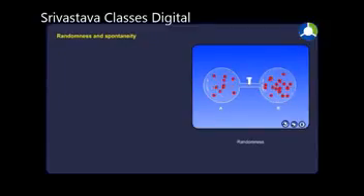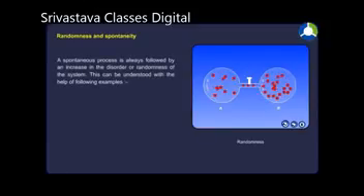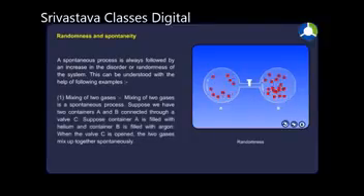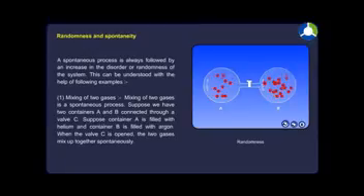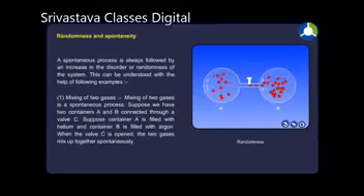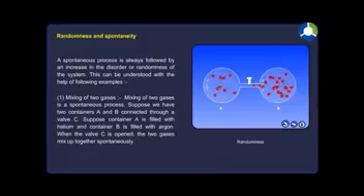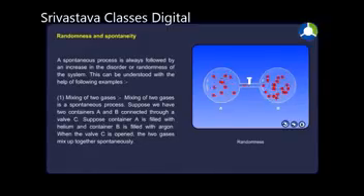Randomness and spontaneity. A spontaneous process is always followed by an increase in the disorder or randomness of the system. This can be understood with the help of the following examples. 1. Mixing of two gases. Mixing of two gases is a spontaneous process. Suppose we have two containers A and B connected through a valve C. Suppose container A is filled with helium and container B is filled with argon. When the valve C is opened, the two gases mix together spontaneously.